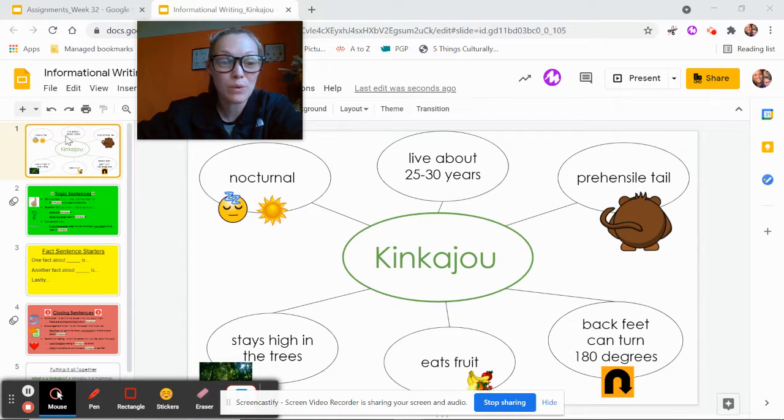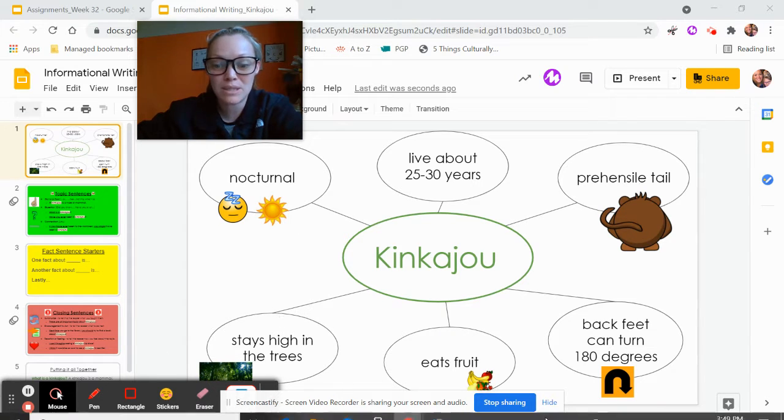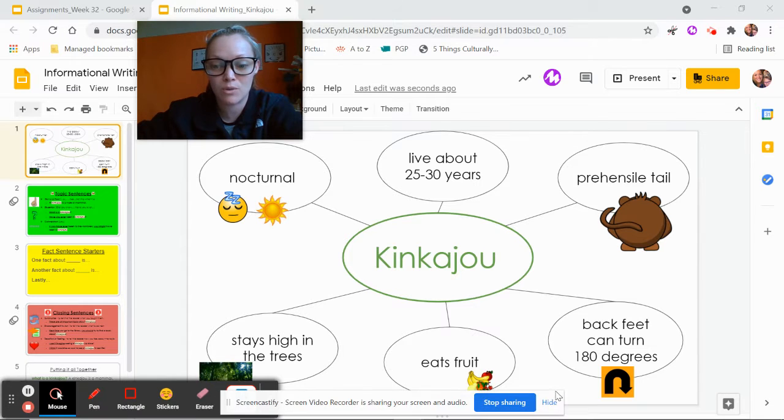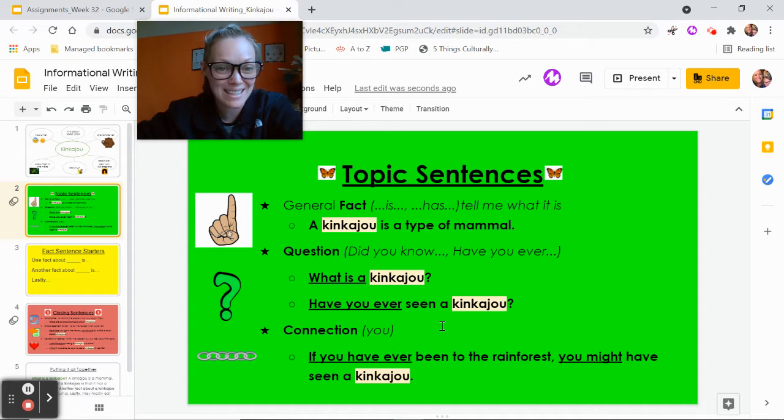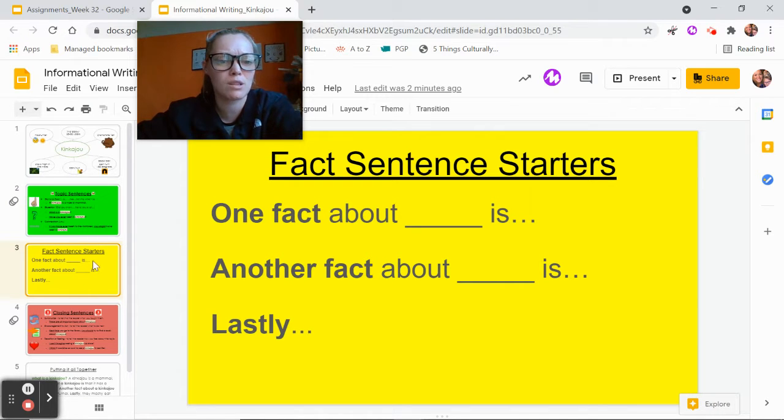So we researched a kinkajou and we've been writing an informational piece about a kinkajou. First, we came up with some facts that might be interesting for us to write about. Then we wrote a topic sentence yesterday to introduce or to name our topic, to let people know we're writing about a kinkajou. And today, thinking about our stoplight, is the middle of our writing or the middle of our paragraph. And that is where we give our facts.